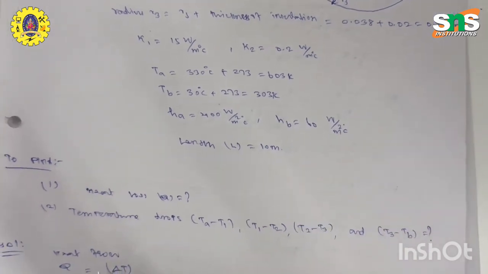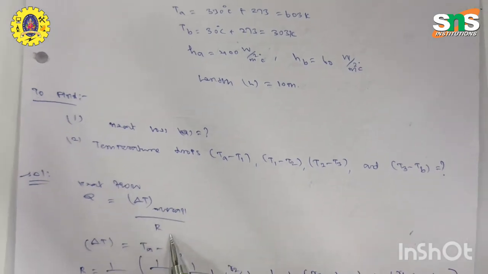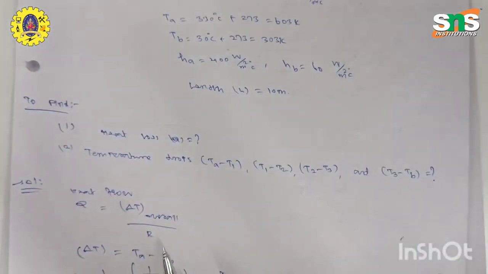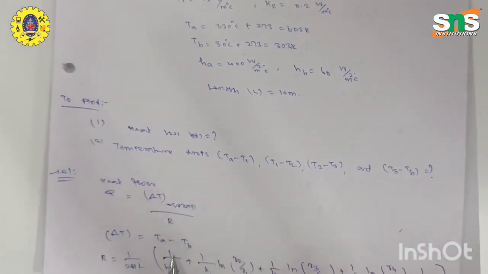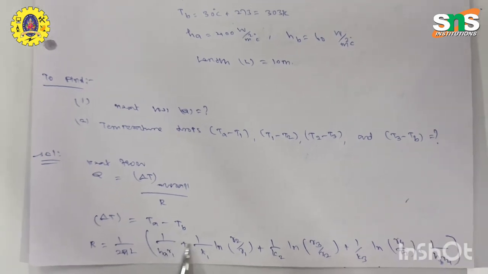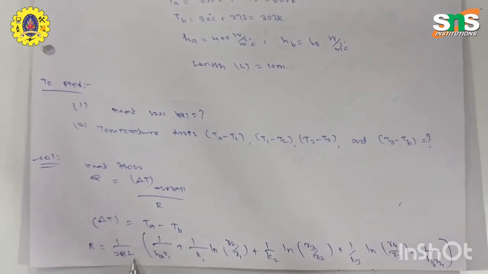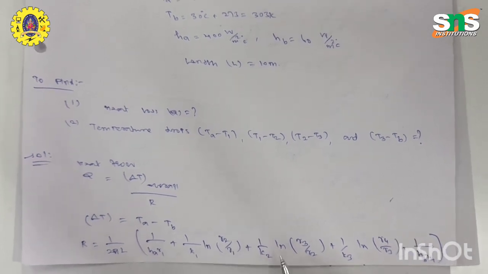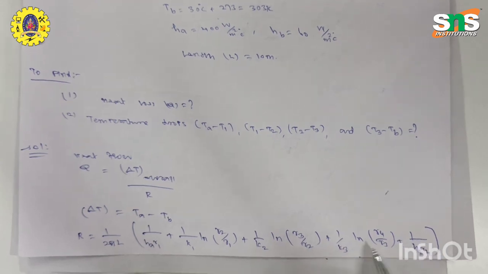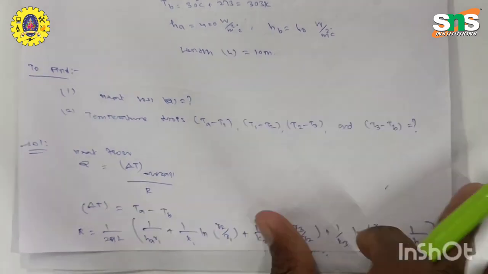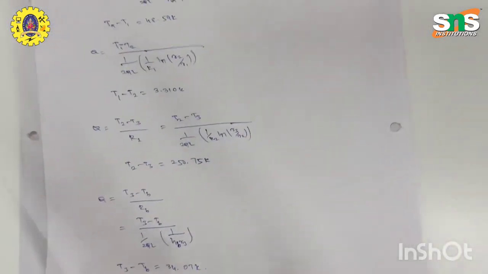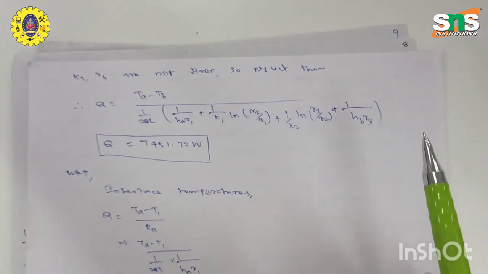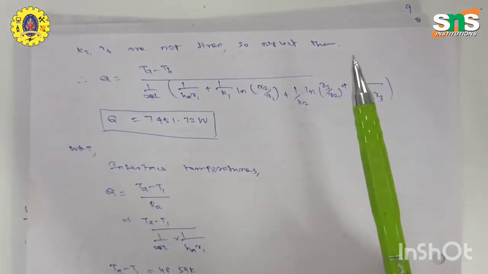Heat flow of this problem Q is equal to delta T overall by R. Here delta T is, as we know, inner minus outer, TA minus TB. And R for the cylindrical problem, we take from the heat transfer data book: R is equal to 1 by 2 pi L into 1 by HA R1 plus 1 by K1 ln R2 by R1 plus 1 by K2 ln R3 by R2 plus 1 by K3 ln R4 by R3 plus 1 by HB R4. So K3 and K4 are not given, so from the above equation we neglect the K3 and R4 terms.